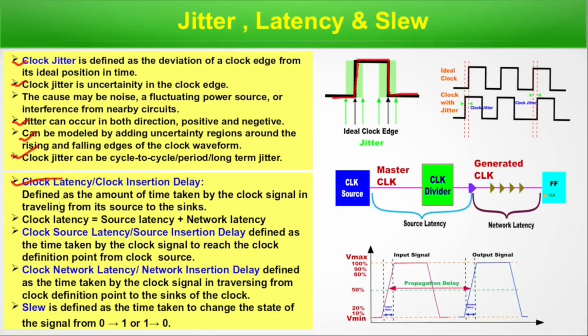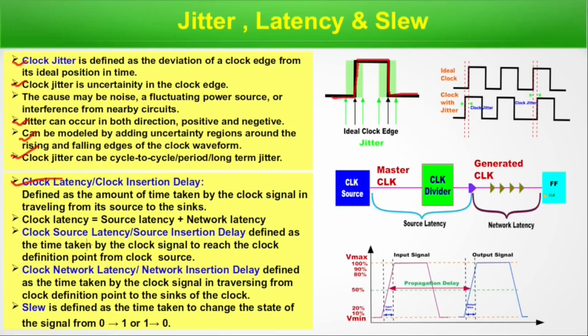Clock latency or clock insertion delay is defined as the amount of time taken by the clock signal in traveling from its source to sinks. That is clock latency. This is the clock source, this is the clock divider, so clock source to clock divider is source latency. And from the clock divider, it's distributed in the network, up to the end flip-flop; the time taken is network latency. Clock latency is source latency plus network latency.